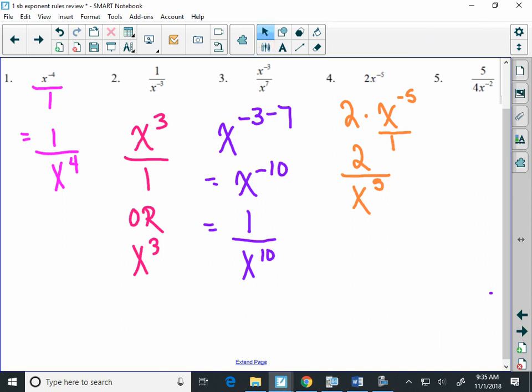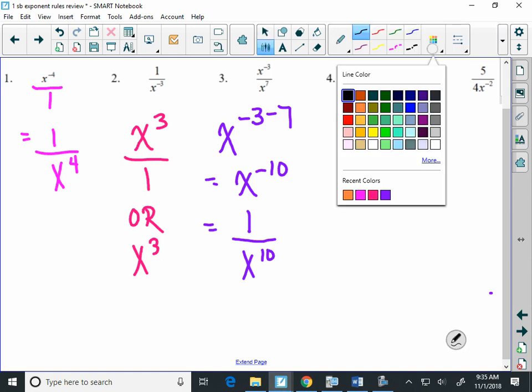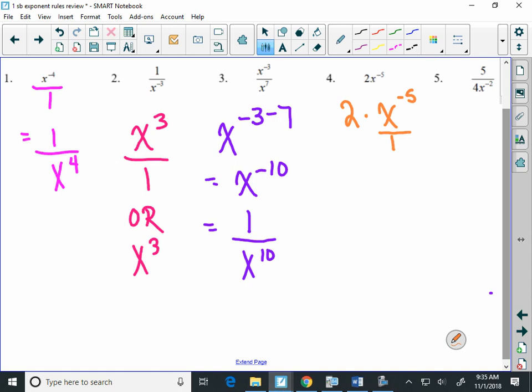If I do a little bit better with showing my work here, what we end up with is 2 times 1 over x to the 5th. And remember, when we multiply fractions, we multiply the top of the fraction together. 2 times 1 is 2. And we multiply the bottom of the fraction together. 1 times x to the 5th is x to the 5th. A little bit better there in terms of explanation.